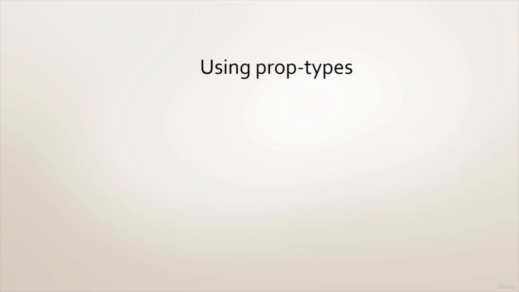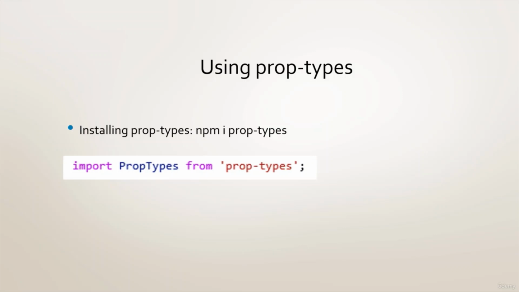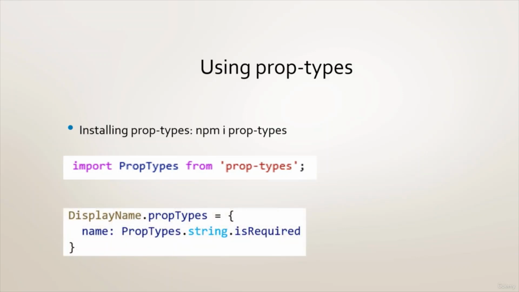In order to use prop types, we must first install the package prop-types. So we say npm install prop-types. Next, we import prop types: import PropTypes from 'prop-types'. Then we can, for example, indicate that the name property is required. For example, if we have a component called DisplayName, we can say DisplayName.propTypes equals name: PropTypes.string.isRequired, and in this way we are indicating that that parameter is required. There are many other validations that you can use with prop types, although in this course we are not really going to be using prop types that much.